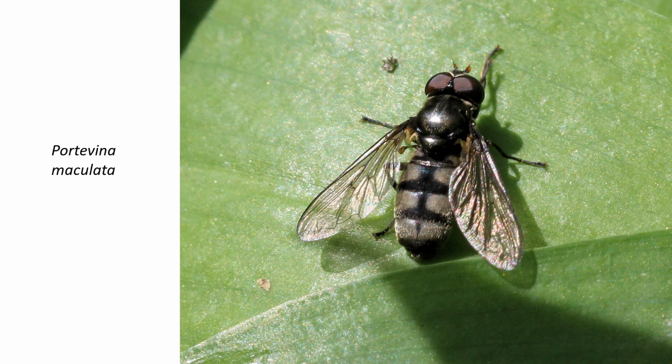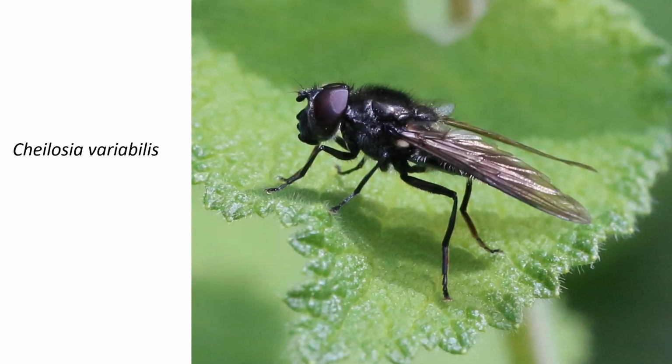This male hoverfly is sitting on a ramson leaf, wild garlic, and that's probably because the larval form of the hoverfly utilises the roots, the nodules of wild garlic. Here's another more or less totally black hoverfly.